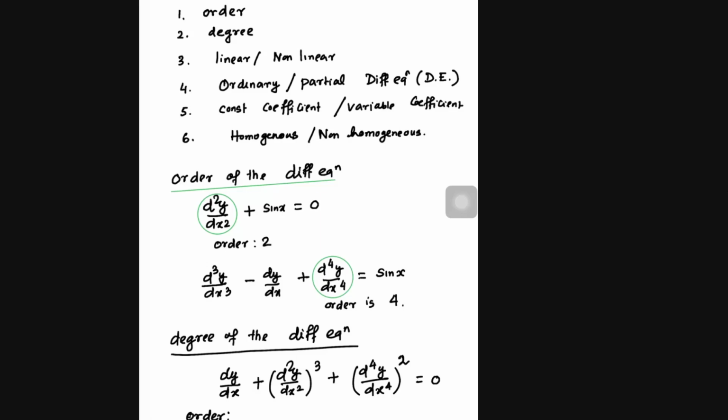We don't multiply the order with the 2. No, no, no. This is your order. Clear? Okay. And what is the degree?